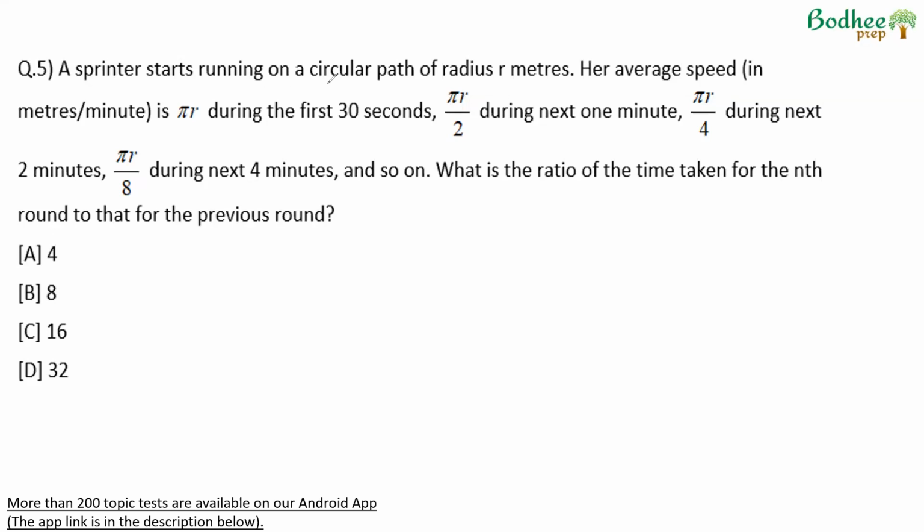A sprinter starts running on a circular path of radius r meters. Her average speed is pi r meters per minute during the first 30 seconds. So the distance traveled in the first 30 seconds will be speed into time. Time is half a minute, so pi r by 2.